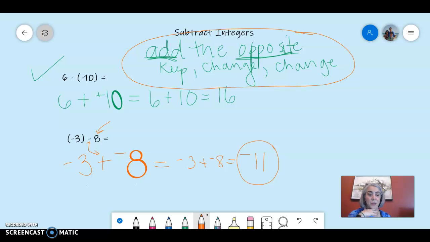So for subtracting integers, there's one rule. We're going to add the opposite. To simplify that rule, you can keep, change, change.